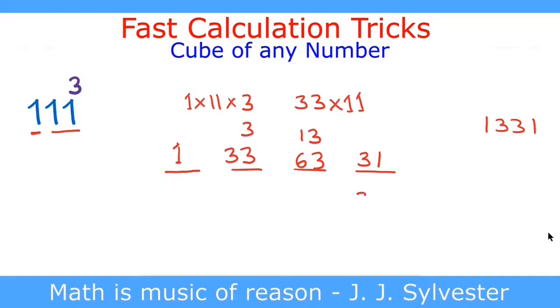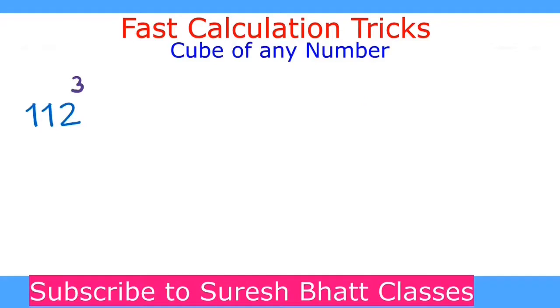Now we add all these numbers and start writing our answer. So we write 31 as it is, then 13 plus 63 is 76 and we write 76. Then 33 plus 3 is 36, so we write 36 and we write 1 as it is. Now our answer for cube of 111 is 1367631.